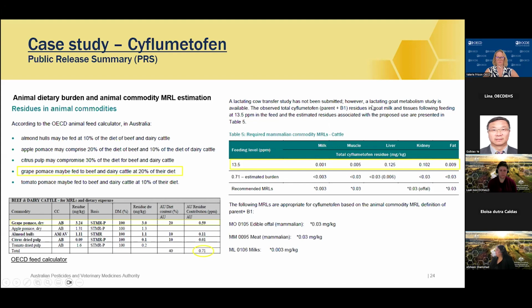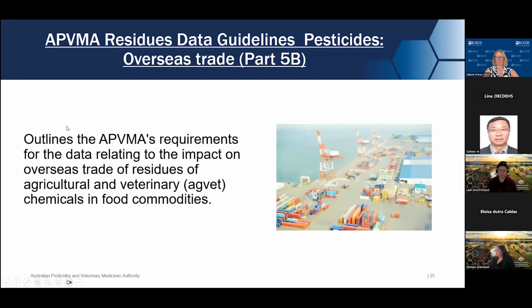For the animal transfer study, we had a lactating goat metabolism study, and the level closest to the estimated burden was 13.5, and these were the residues observed after feeding 13.5 parts per million of cyflumetofen to goat. The estimated burden was all below LOQ, so we recommended MRLs at LOQ.